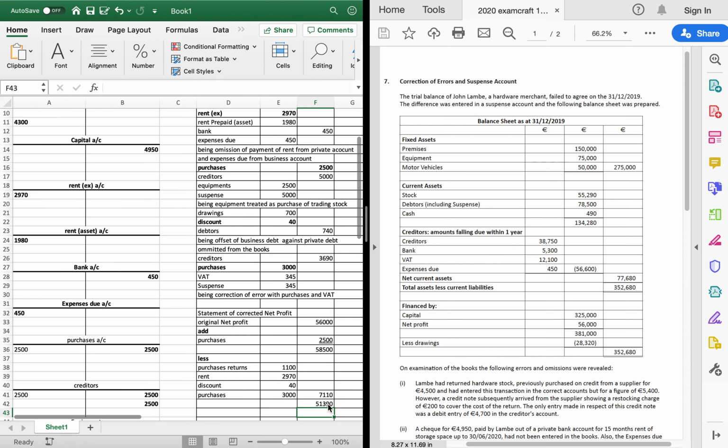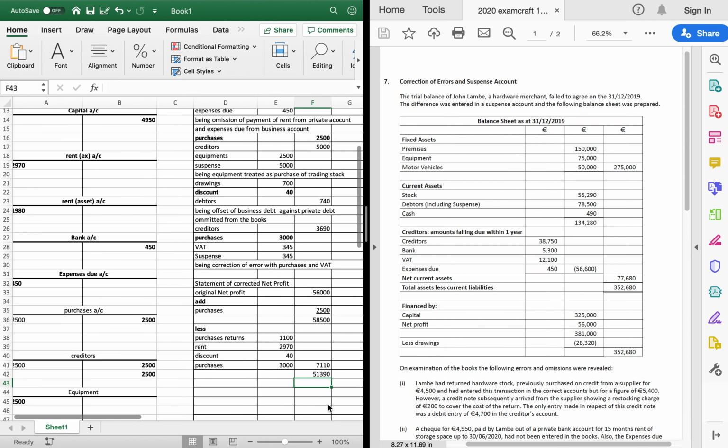The most important thing it says in the marking scheme, or it will say in your marking schemes, will be allow marks for students' own figures if consistent with previous journal entries. So if you've made a complete mess of this, you'll lose the marks here, but you won't lose the marks for the rest of the question. So that'll give us 51,390 as our adjusted net profit.